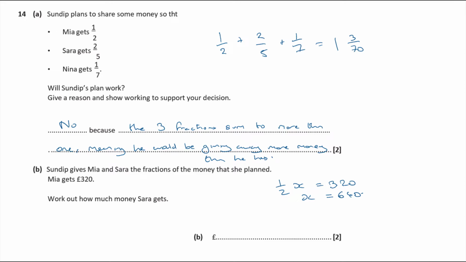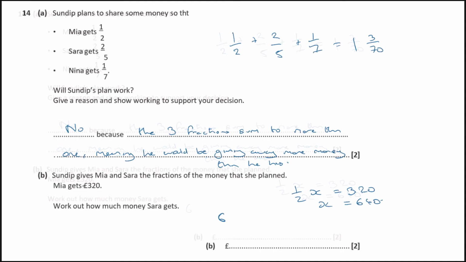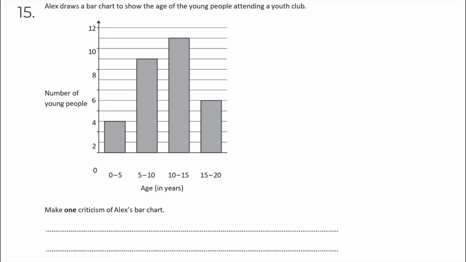So I want to work out Sarah's fraction now. So 640 times 2/5, that's 256. Alex draws a bar chart to show the age of the young people attending a youth club.